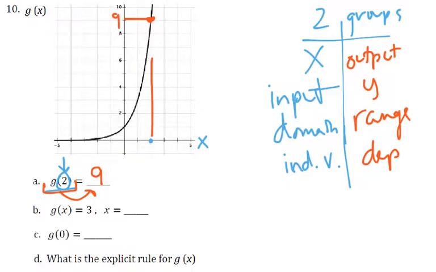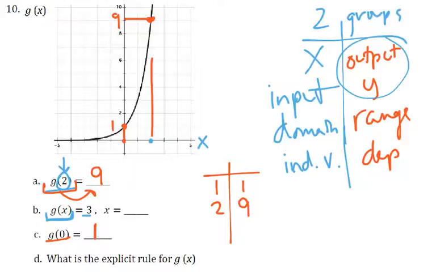So on C, same idea, g of 0. So we go to 0, go up, our graph is at 1, so g of 0 is equal to 1. Once again, those are just like on a table of values. Now B tells us the output is 3, so we go on the y-axis because y and output are connected, go up to 3, but we want to find it for our graph, so we go to our graph. Now what's that x value? It's 1, so it would be 3.